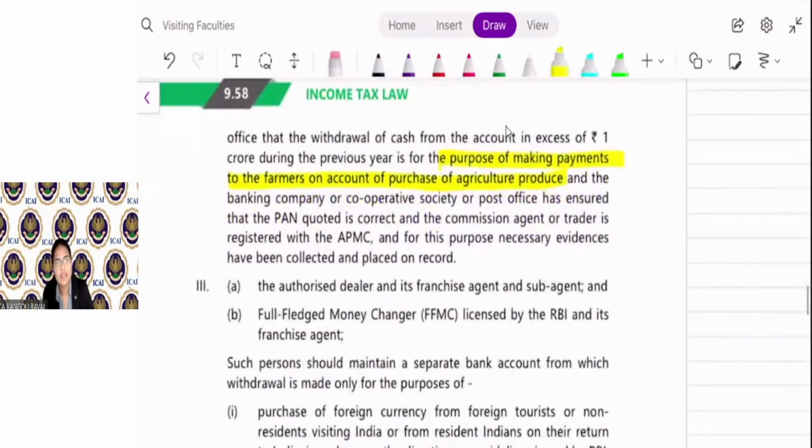Again, 194N is not applicable to authorized dealer and its franchisee agent and some agent. See, for exemption under 194M, you need to obtain certificate.